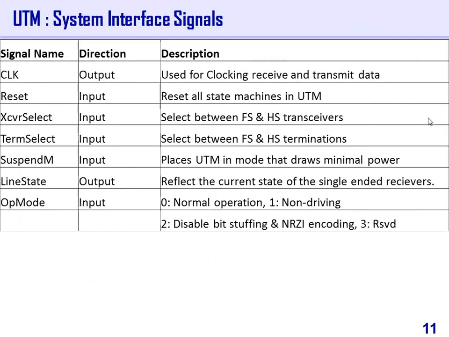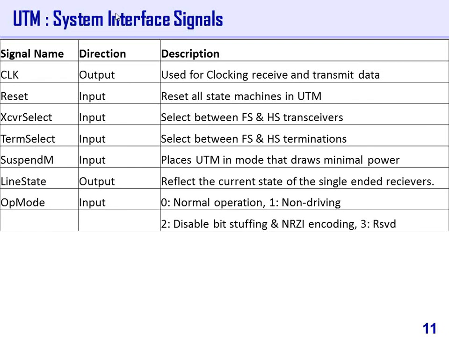So these are the UTMI interface signals. As I said, UTMI does multiple things. It does speed negotiation, it does suspend, resume, device detection is fine. That's a different part. Then data transfers. So you can majorly divide things into signals that are required for non-data transfer requirements, like transceiver selection, termination selection, suspend M, line state, and operating mode.